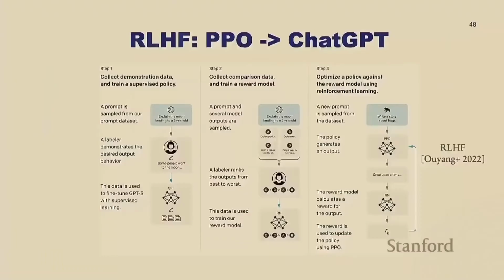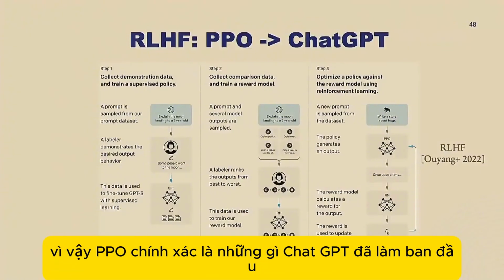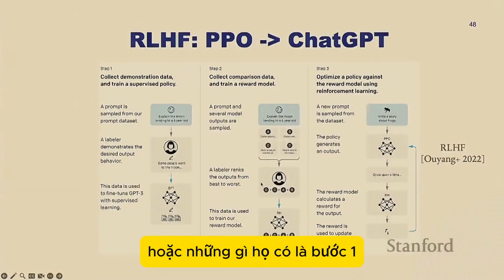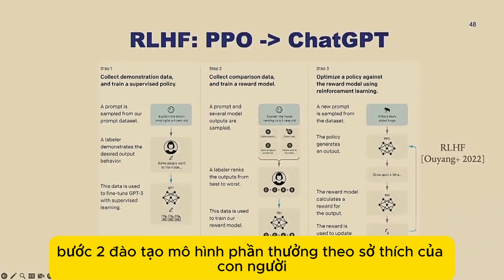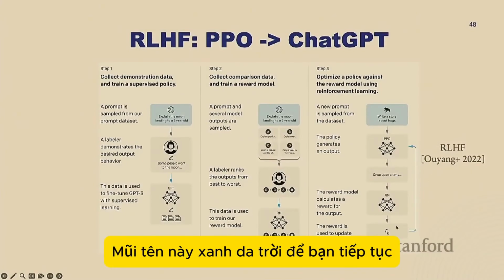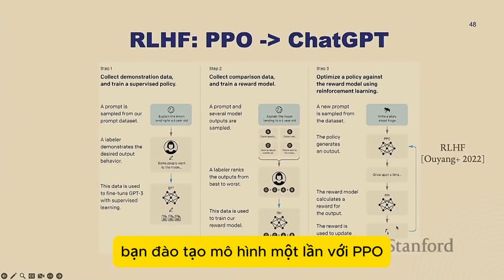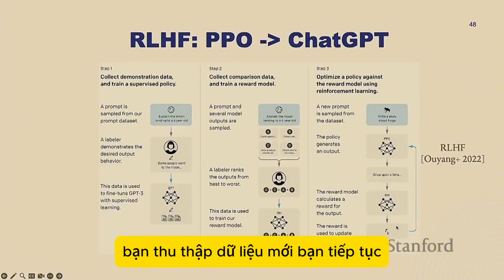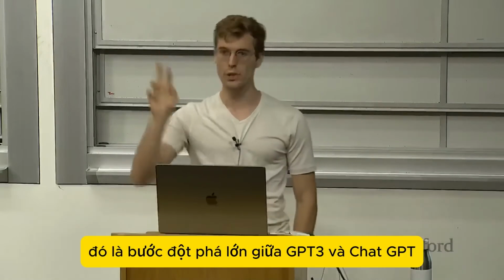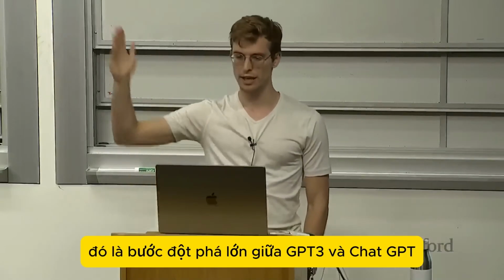Great. So PPO is exactly what ChatGPT did originally. Here on their blog post, step 1, do supervised fine-tuning, which now you all know about. Step 2, train a reward model on human preferences. Step 3, do PPO, multiple steps, which is where you see this blue arrow. So you train the model once with PPO, you collect new data, you continue. And that's exactly what ChatGPT did. That was a big breakthrough between GPT-3 and ChatGPT.